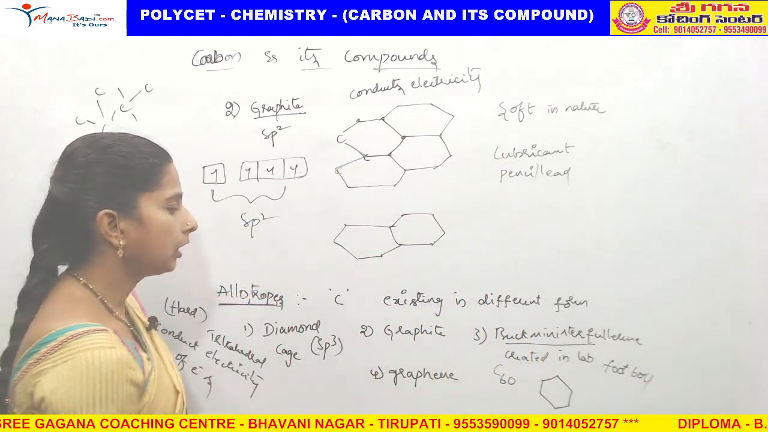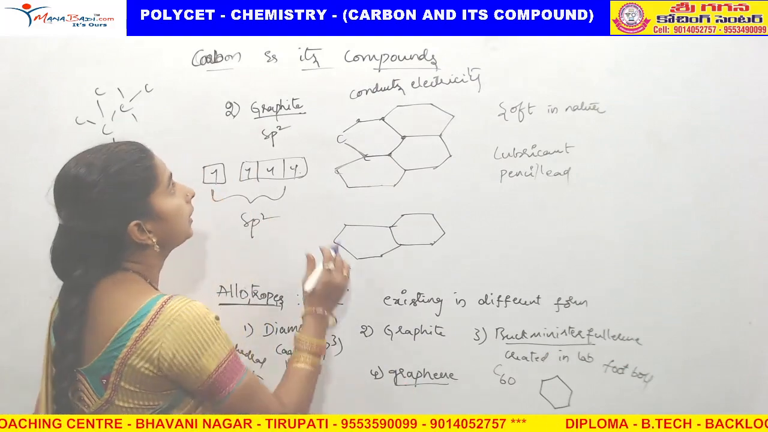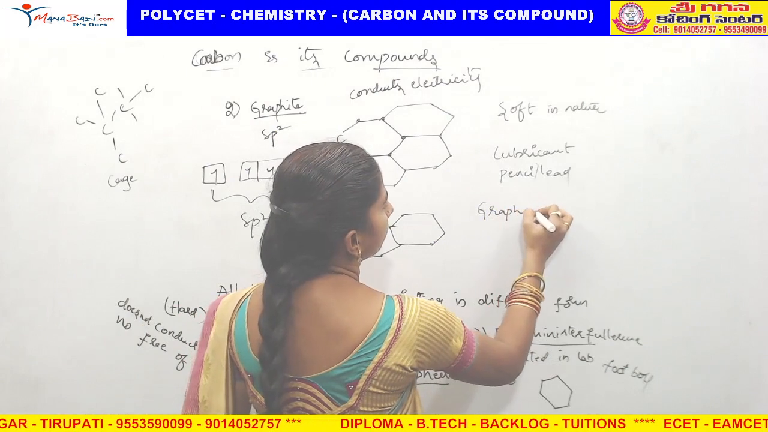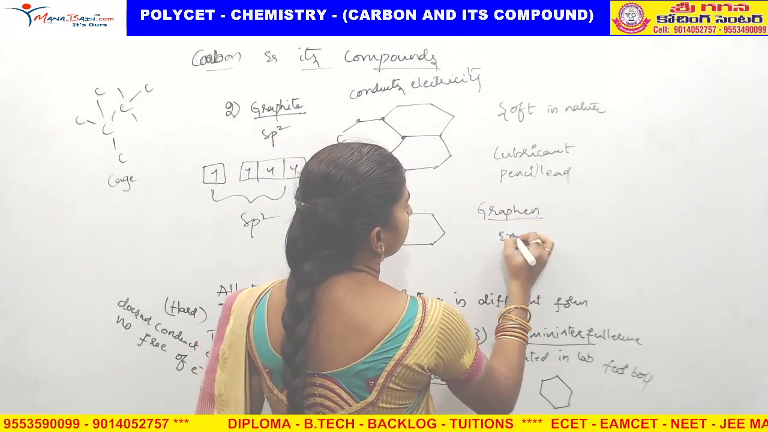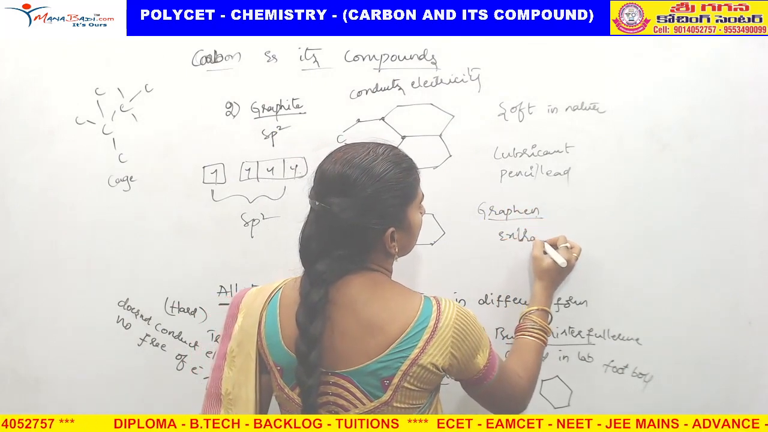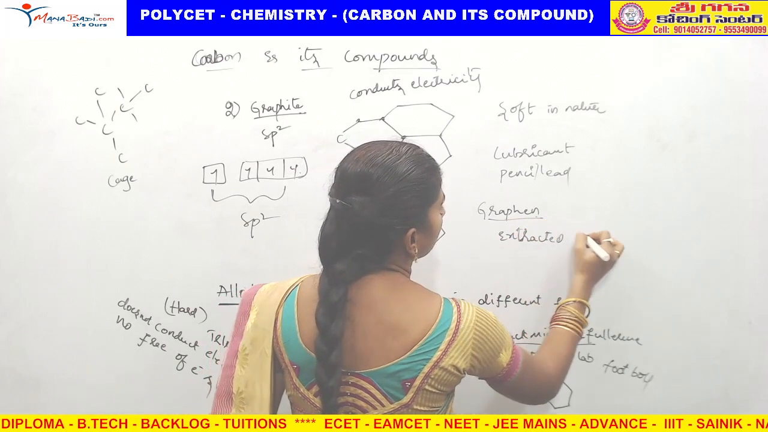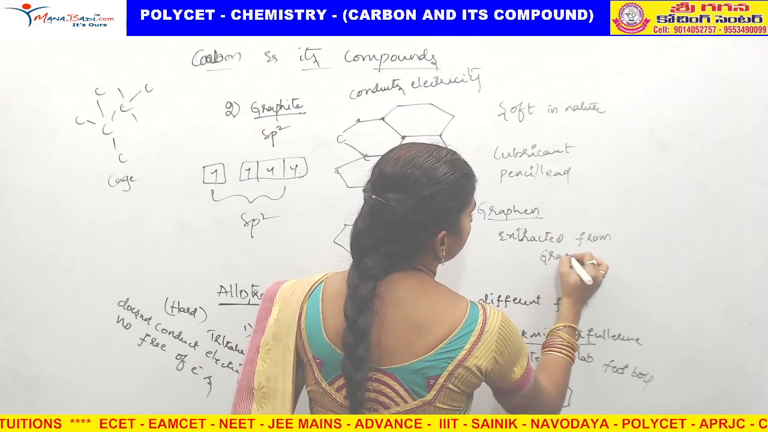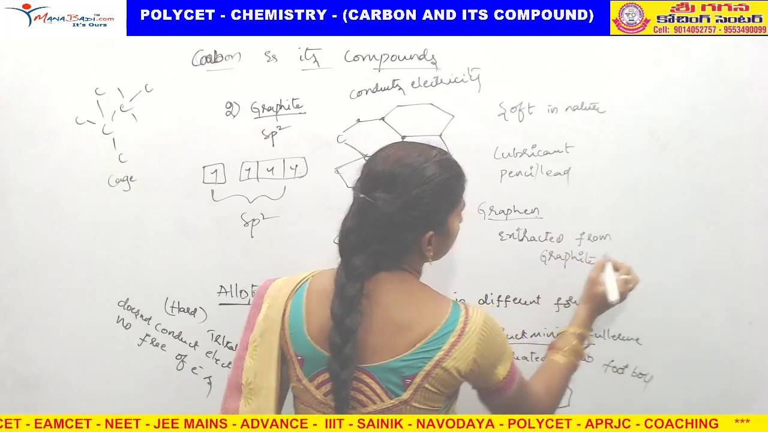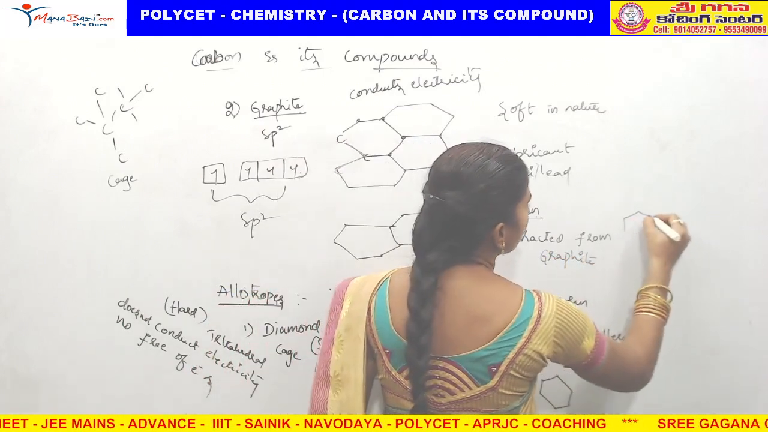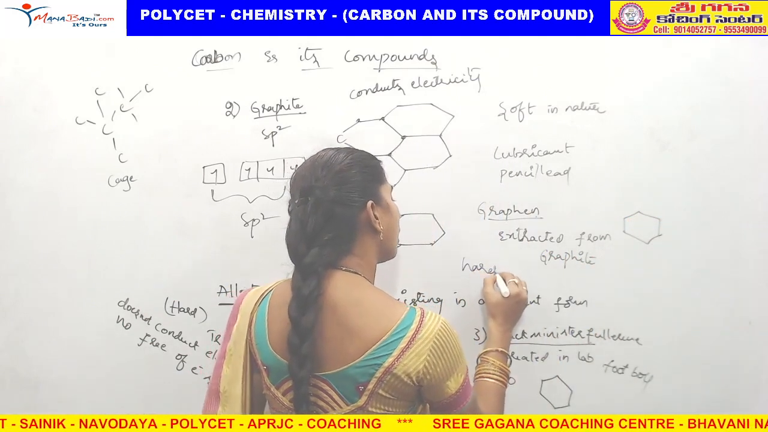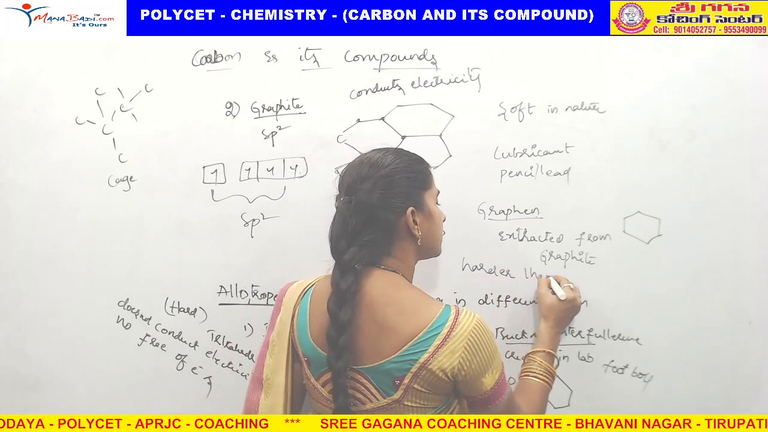And coming to graphene, graphene is extracted from graphite. It also has a hexagonal structure and is very hard in nature, harder than steel.